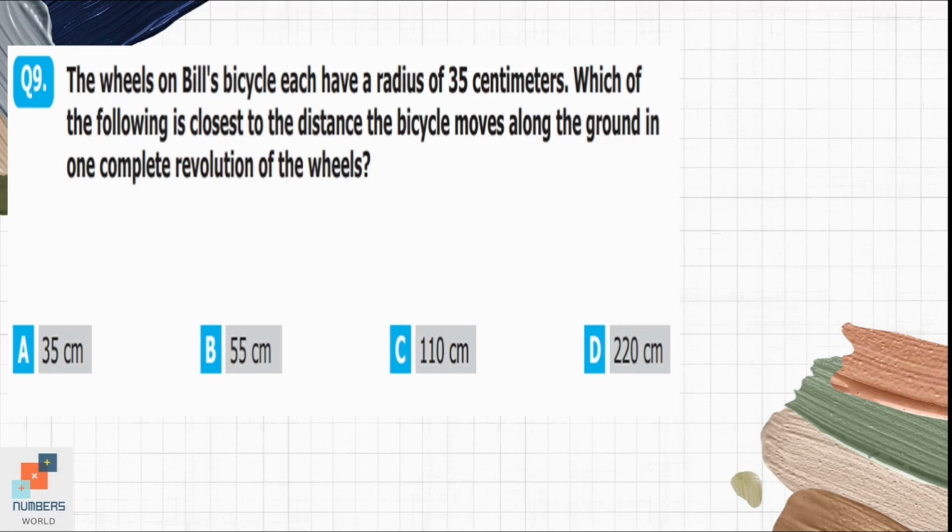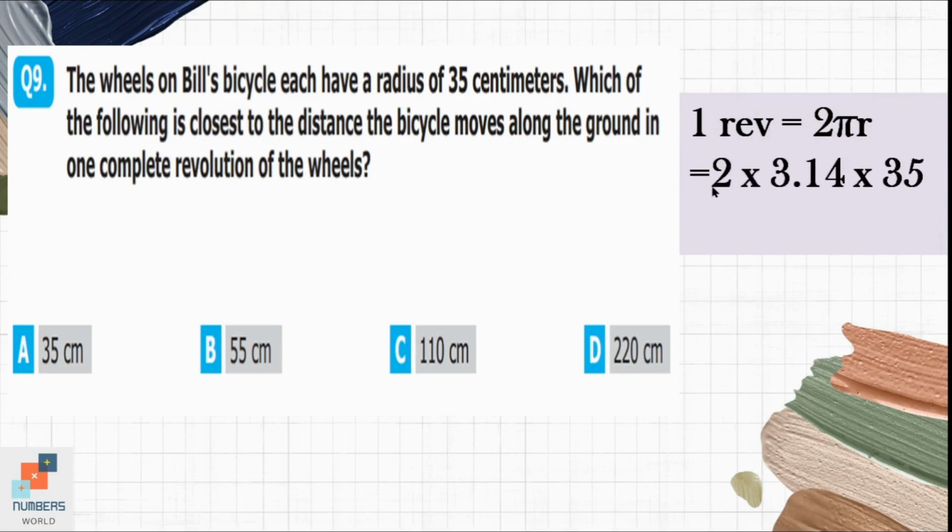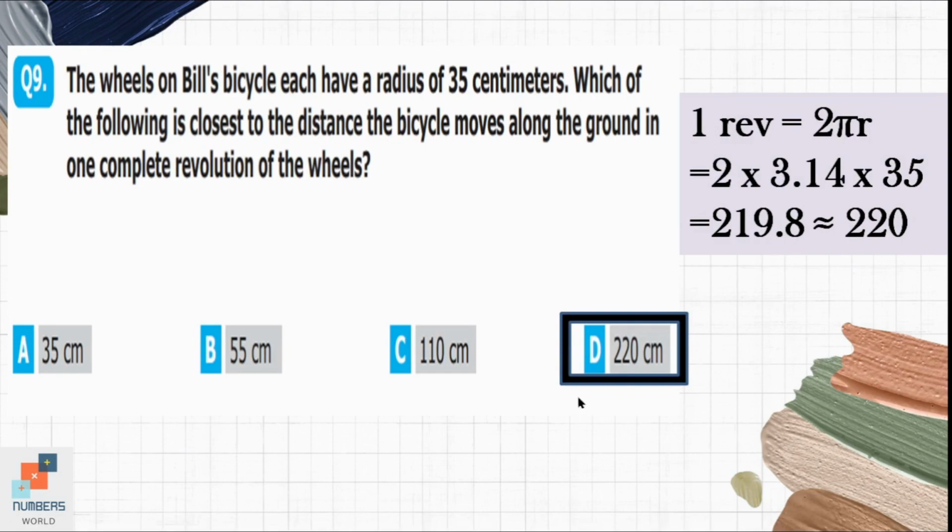Question number 9. The wheels on Bill's bicycle each have a radius of 35 centimeters. Which of the following is closest to the distance the bicycle moves along the ground in one complete revolution of the wheels? So we know that one revolution is equal to 2 pi r. So that is 2 multiplied by the value of pi, which is 3.14, multiplied by the radius 35. The answer is 219.8, which is approximately 220. So option D is the correct one.